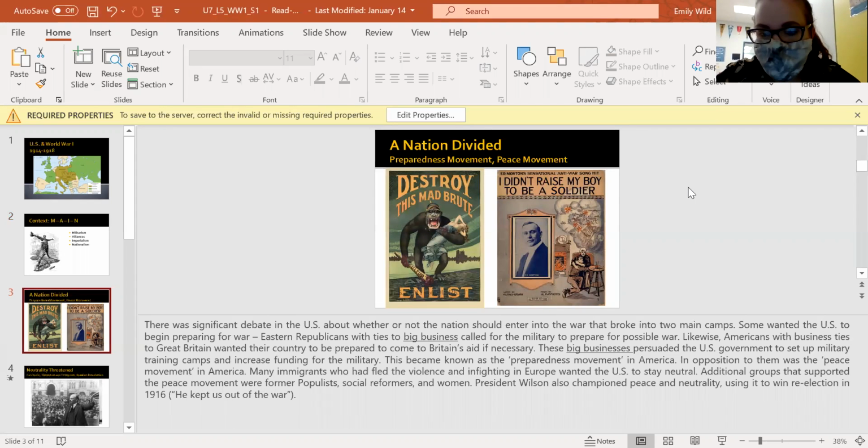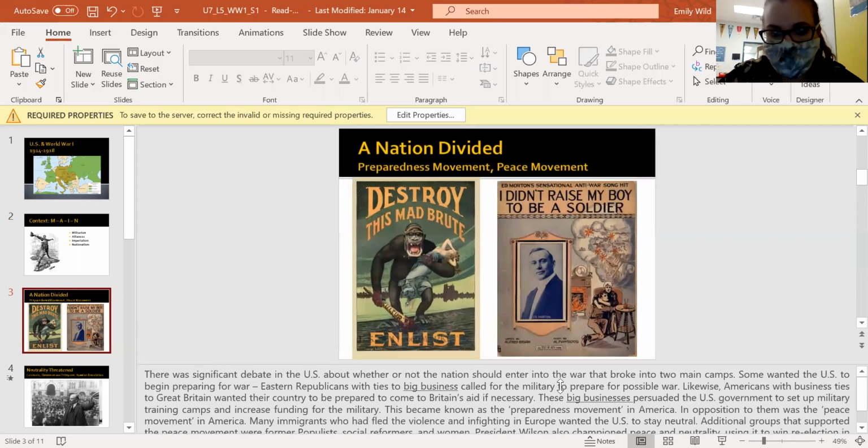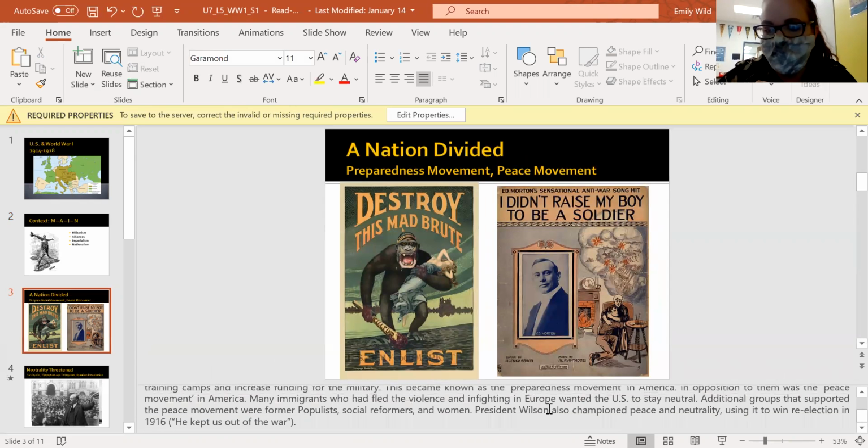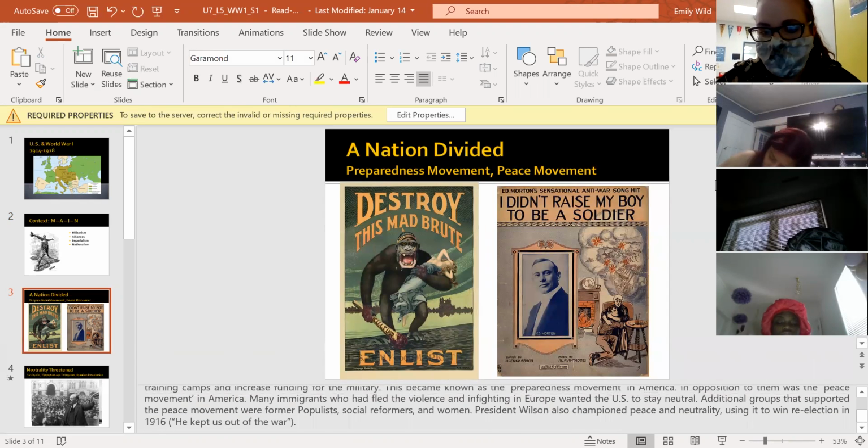The preparedness movement were Eastern Republicans who wanted the United States to be prepared for war, mostly because they could profit from it if they joined. So again, they wanted to join the war because of the business profit of potentially joining.